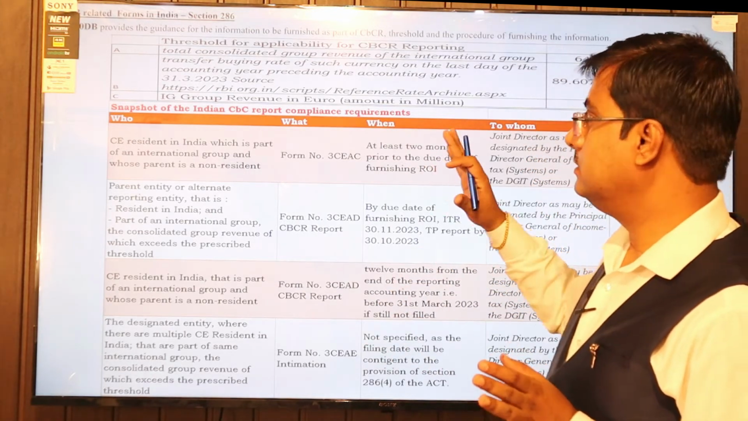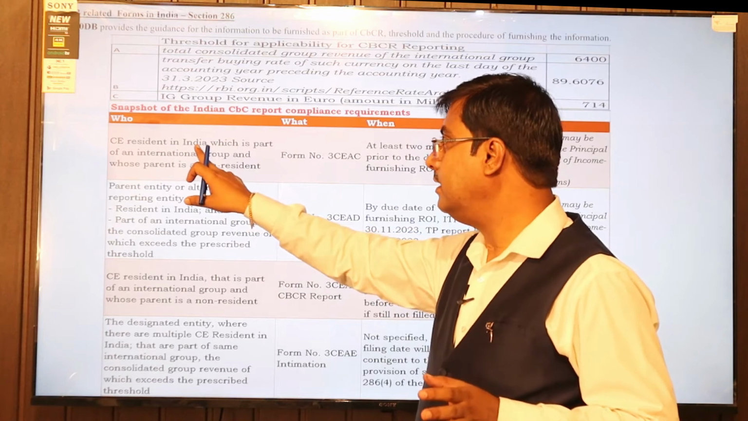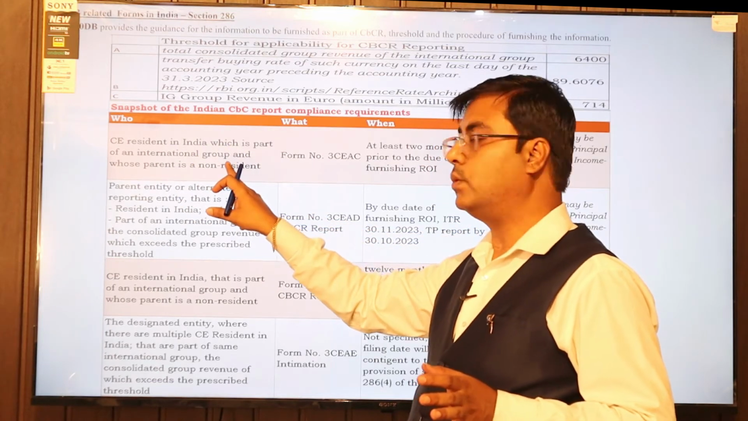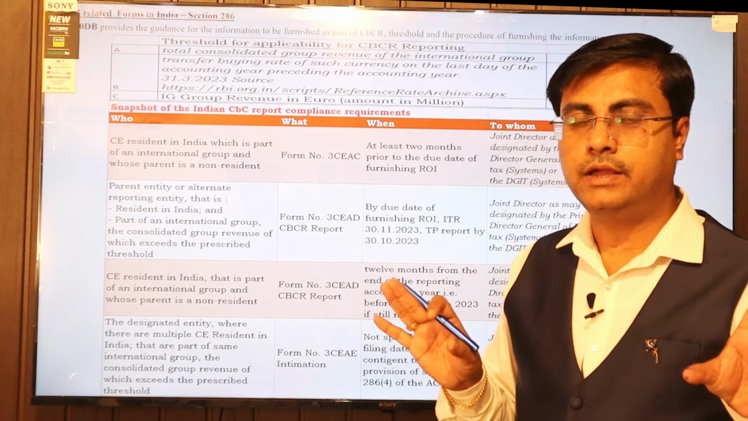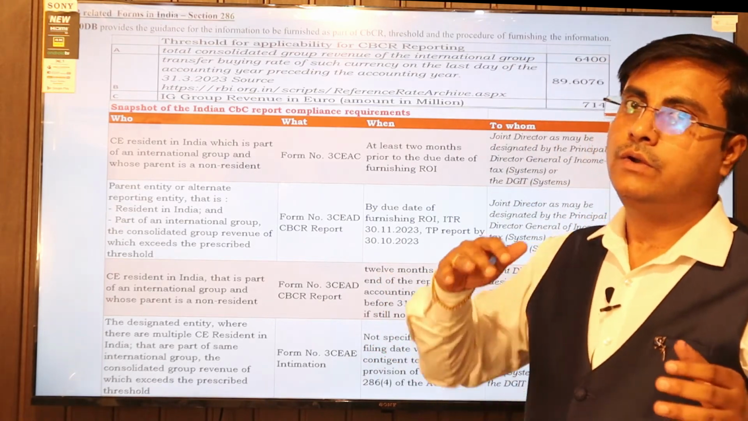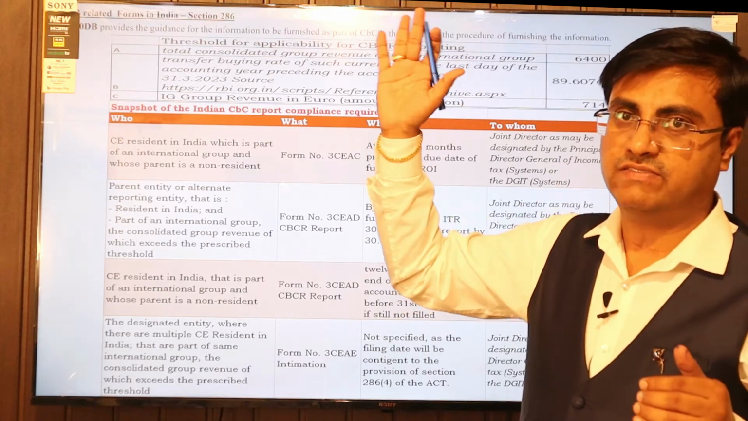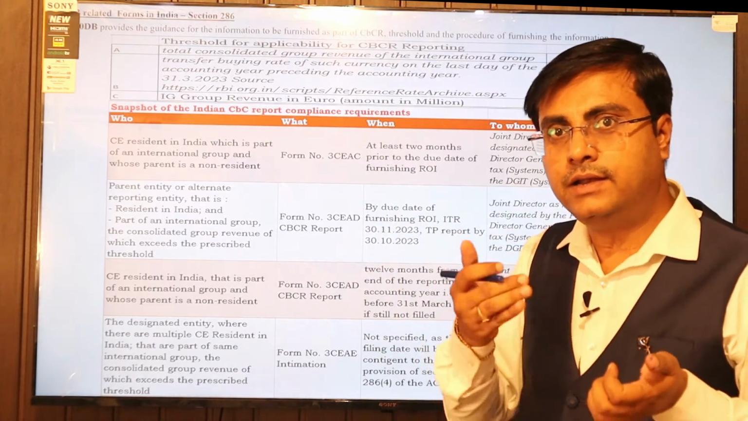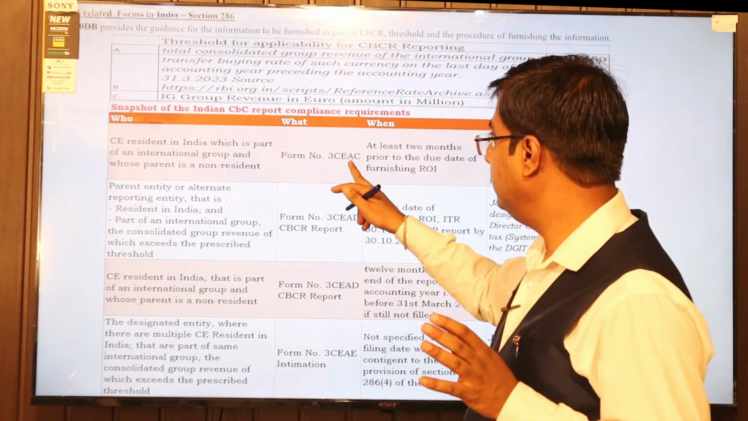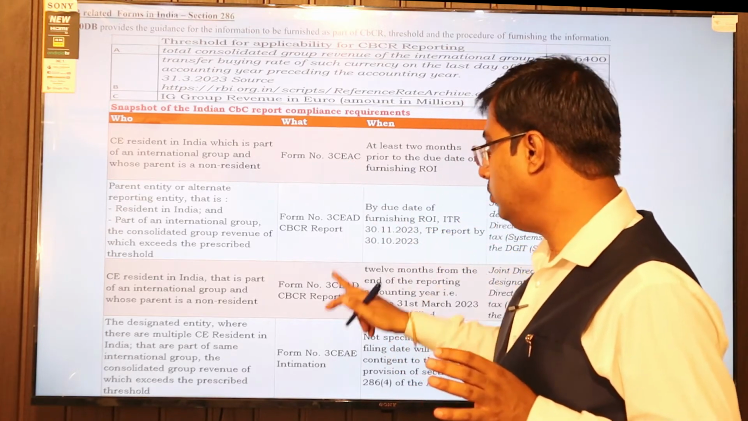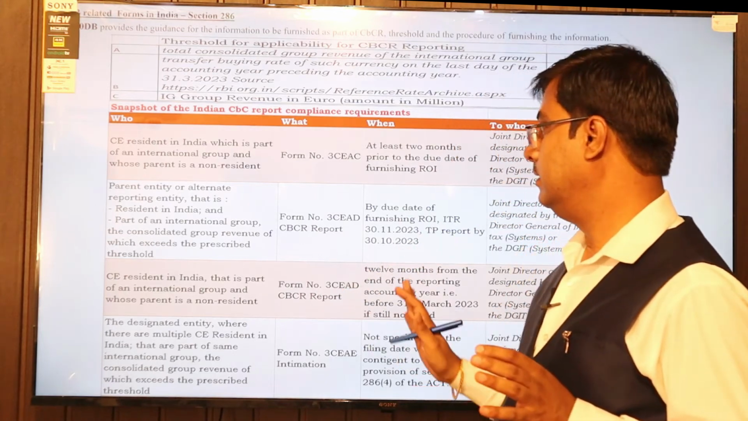I take another example: a constituent entity resident in India which is part of an international group. Your parent entity is not registered in India, not resident in India, the parent entity is situated in the US, but the constituent entity, the subsidiary in India, is resident in India. You have to file 3CAC, and also you have to file 3CAD, right?